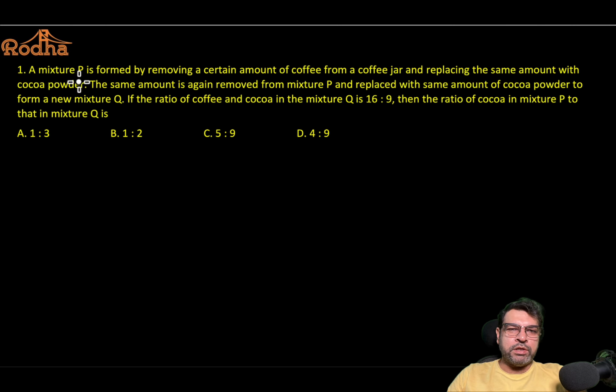A mixture P is formed by removing a certain amount of coffee from a coffee jar and replacing the same amount with cocoa powder. The same amount is again removed from mixture P and replaced with the same amount of cocoa powder to form a new mixture Q. If the ratio of the coffee and cocoa in the mixture Q is 16:9, then the ratio of cocoa in mixture P to mixture Q is.